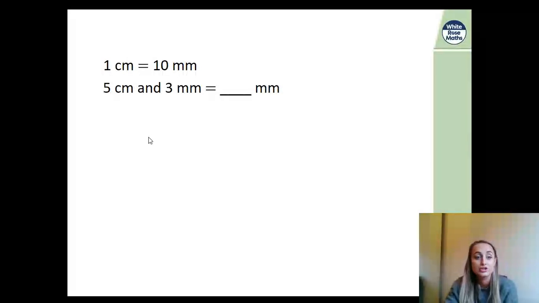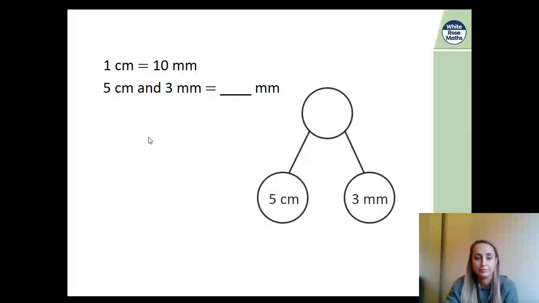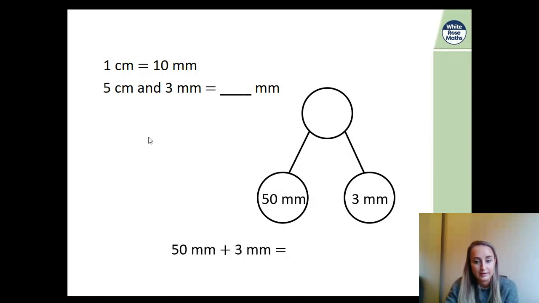So we've just converted millimetres into centimetres. Now let's do it the other way around. So we know that 1 centimetre is equal to 10 millimetres. It wants us to convert 5 centimetres and 3 millimetres back into millimetres. So we've got the length of 5 centimetres and 3 millimetres. Put that in our part whole model. Now 5 centimetres, we know this is equal to how many millimetres? It will be 50 millimetres. And we've got the 3. So 50 millimetres and 3 millimetres would be 53.